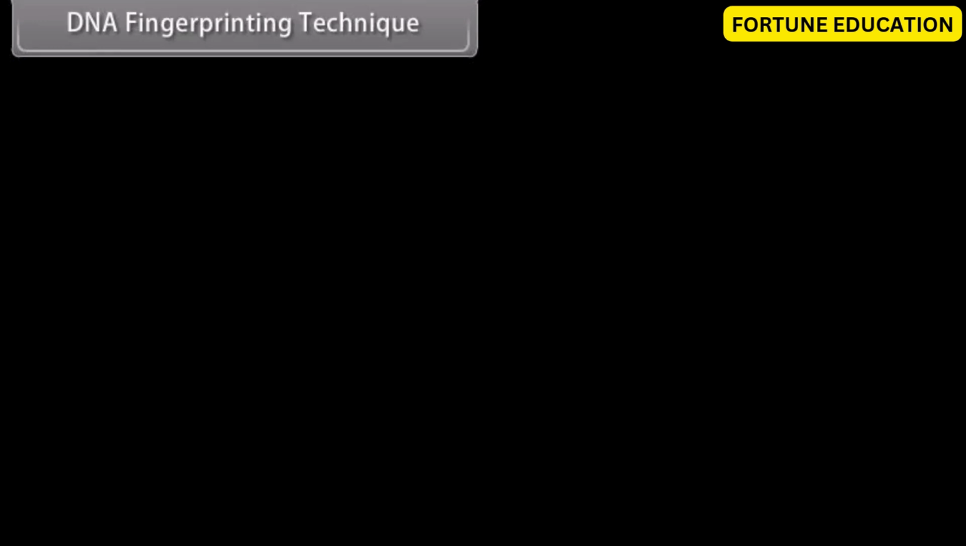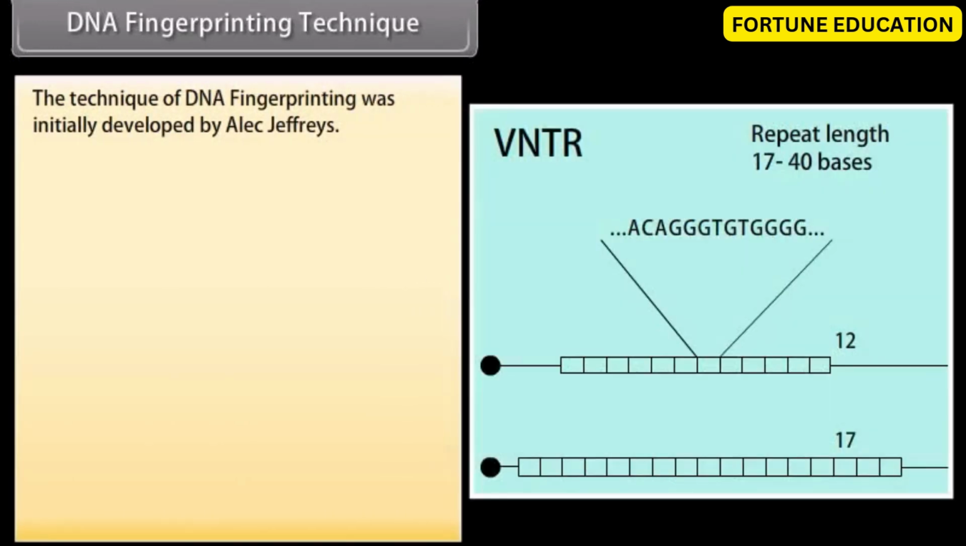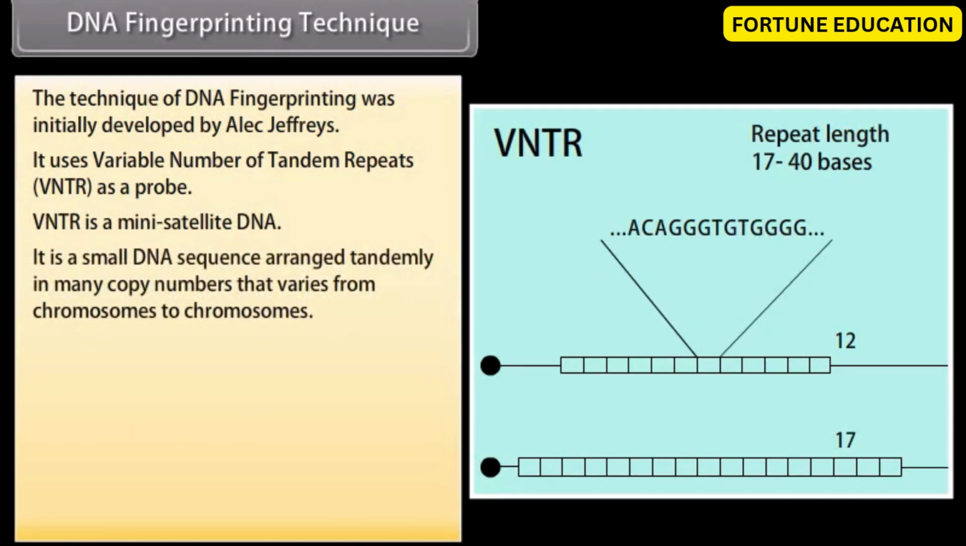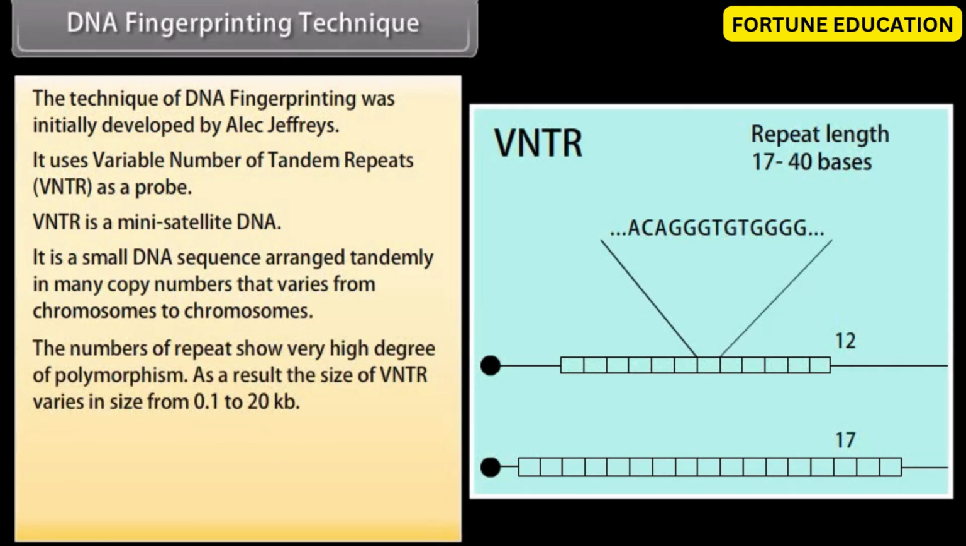DNA fingerprinting technique. The technique of DNA fingerprinting was initially developed by Alec Jeffreys. It uses variable number of tandem repeats, VNTR, as a probe. VNTR is a mini-satellite DNA. It is a small DNA sequence arranged tandemly in many copy numbers that varies from chromosomes to chromosomes. The numbers of repeats show very high degree of polymorphism.